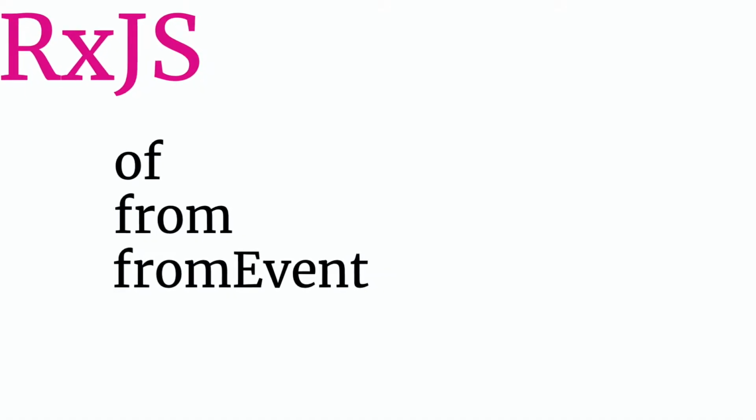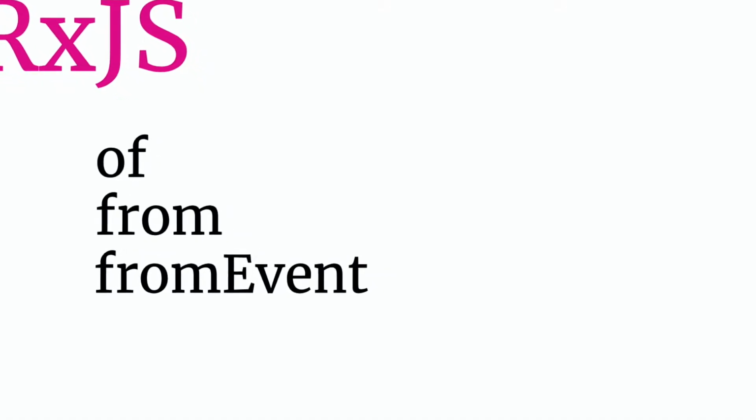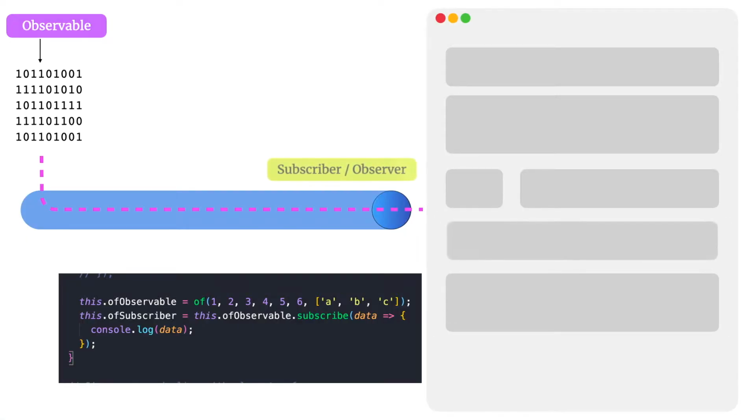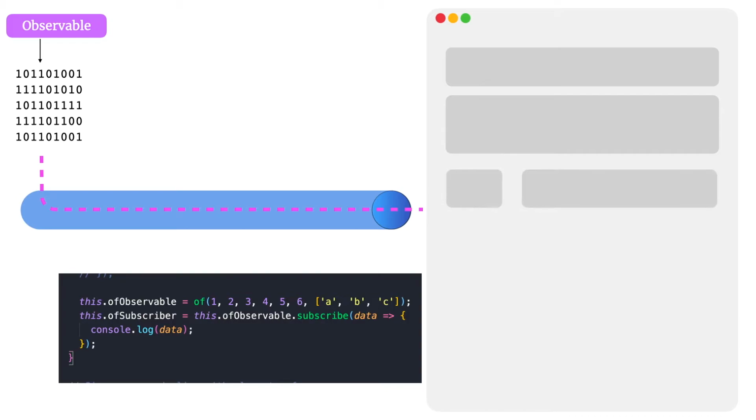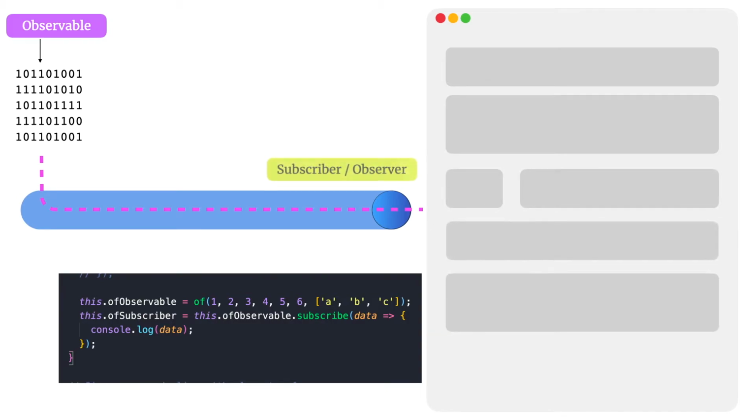You can use of, from, or fromEvent to set up the stream of observables, or listen to a DOM event using fromEvent. So when observables are there to send out streams of data, then there are subscriptions to capture it. Basically, subscriptions are an observer who listens to incoming data streams.